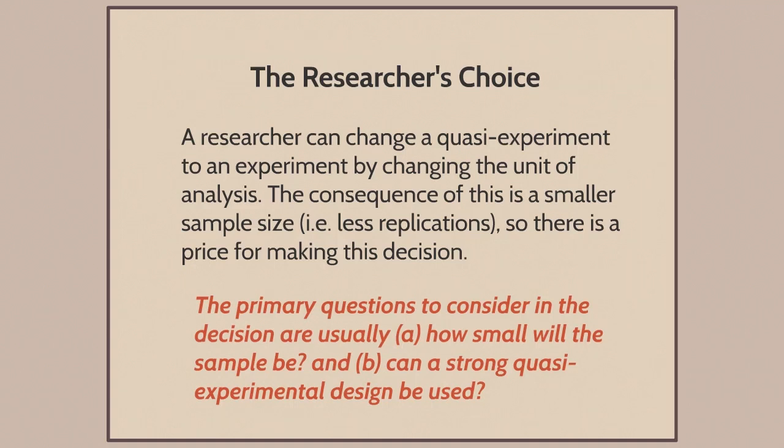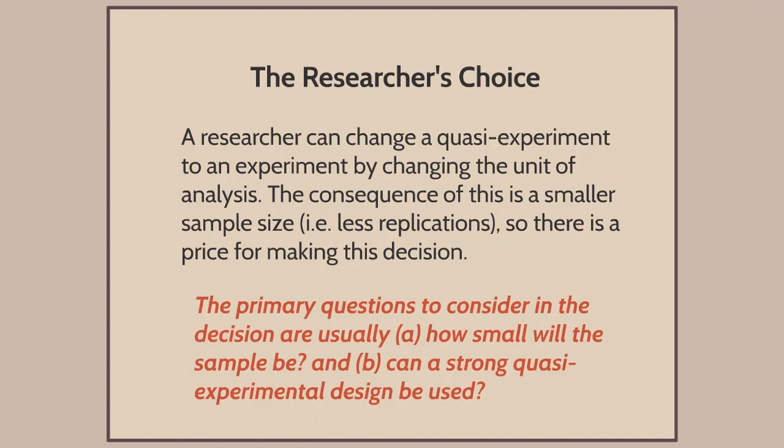So for instance, in the last example, where the researcher randomly assigned classes to treatment and control conditions, let's suppose that there were 6 classes, 20 students per class. That would be 120 units of analysis. 3 classes were randomly assigned to one condition, 3 to the other. So we have a quasi-experiment.